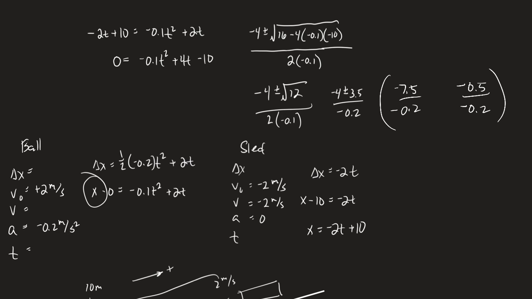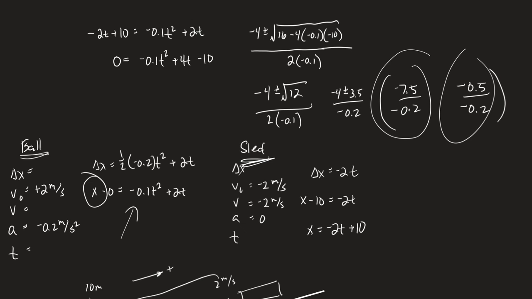I don't know what these 2 times are, but that doesn't actually answer the question. To answer the question, you'll take each of these times and plug them back in either for the sled here or for the ball here. If it were me, I would use the sled's function. It's easier. But it doesn't make a difference to me.